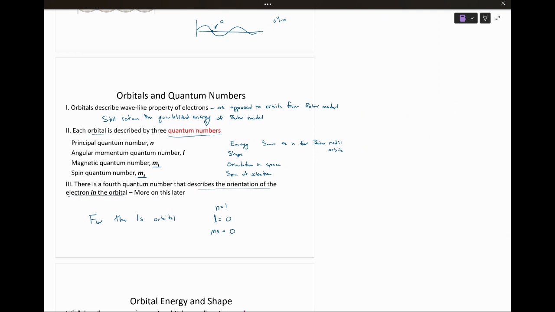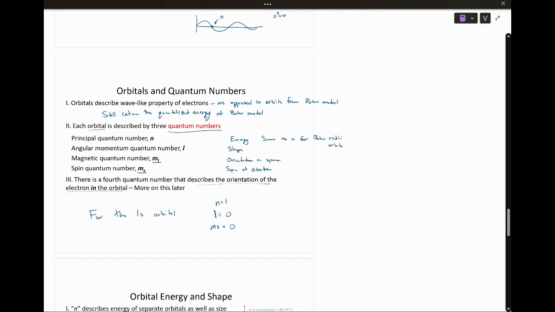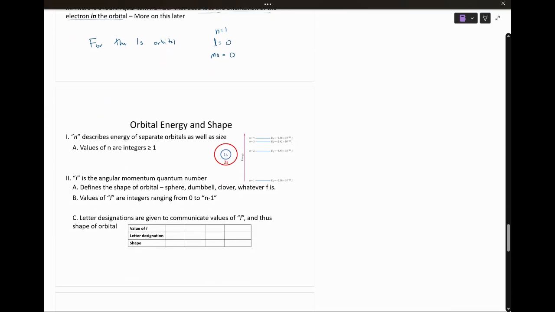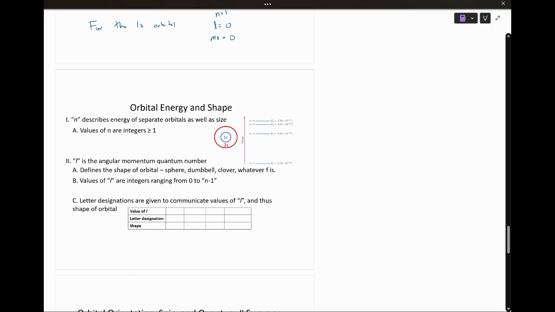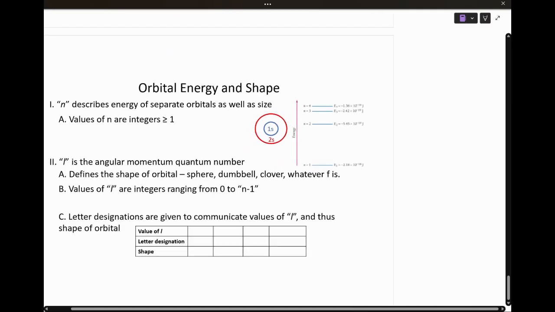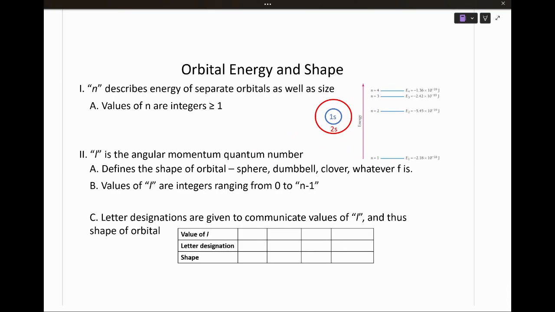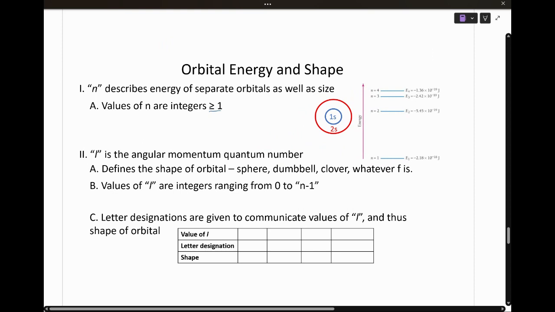And so we're going to end this lecture by just considering and defining a little bit more each of these quantum numbers: n, L, and m sub L in addition to m sub S. Okay? So n is going to describe the energy of separate orbitals as well as their size. And this is going to correlate very closely with our Bohr model. The n values are going to be integers greater than or equal to 1, just like what we saw with our Bohr model.